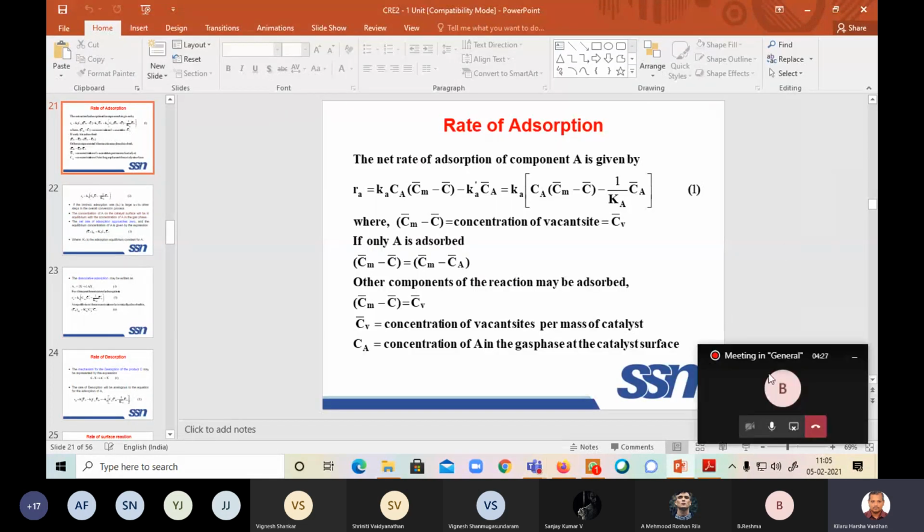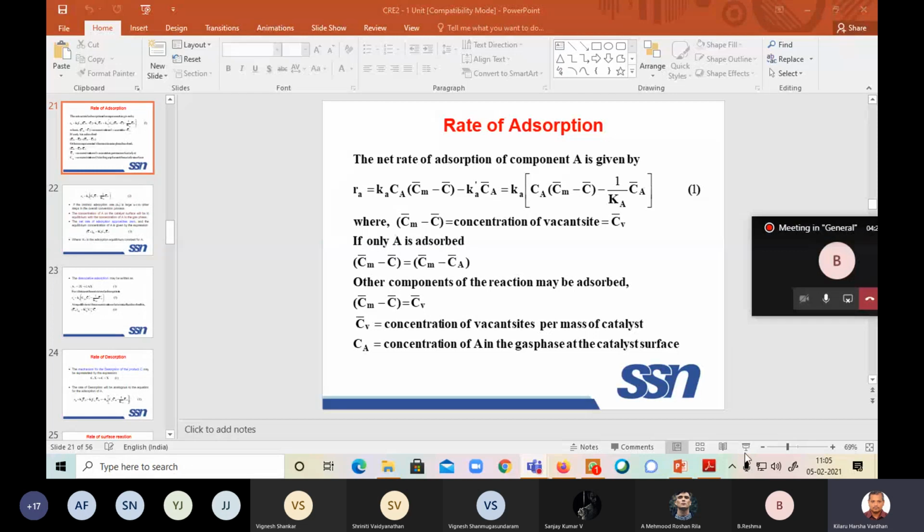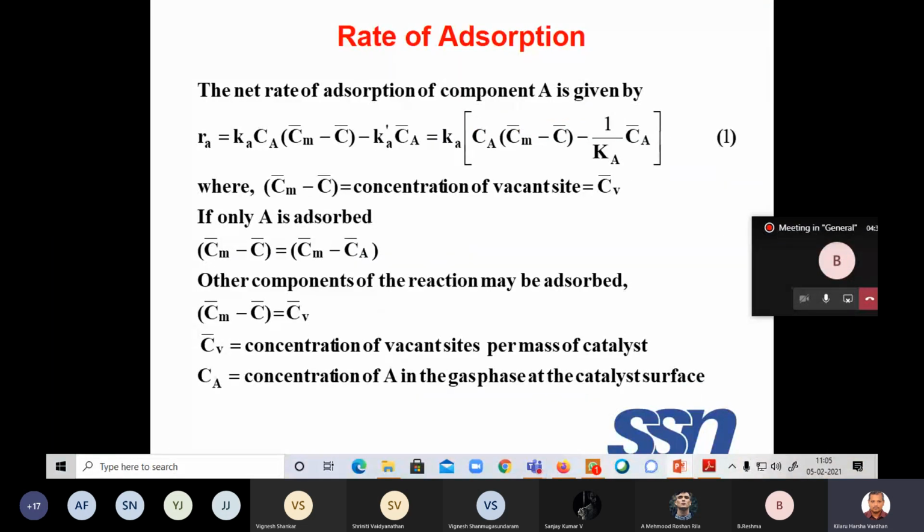Yesterday we were discussing how to write the rate equation for the adsorption, desorption, and surface reactions, right? Whatever I'm giving here is just cut and pasted from the book. In between, the steps are not there. We'll go through this first, and then I'll show you the detailed calculations a bit later, right?